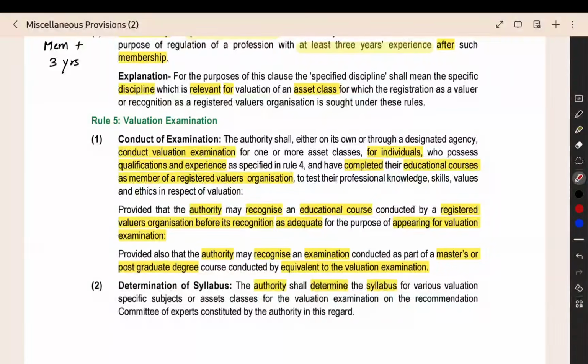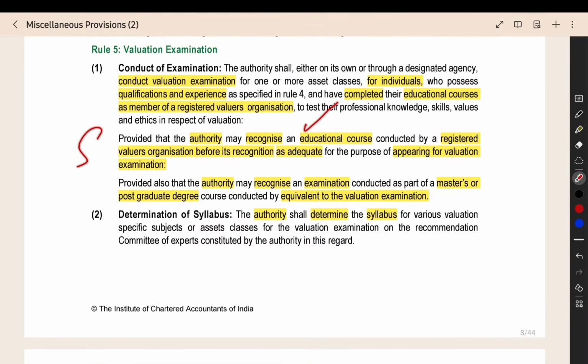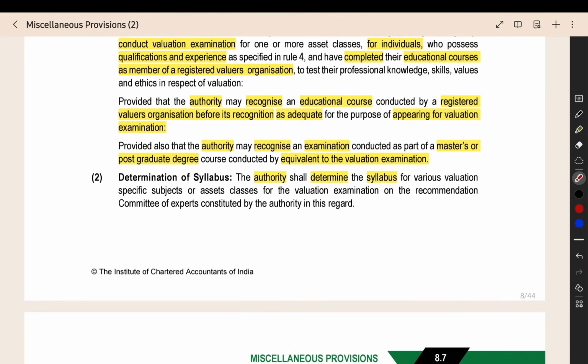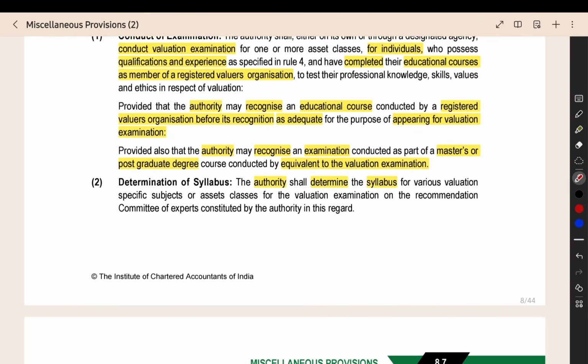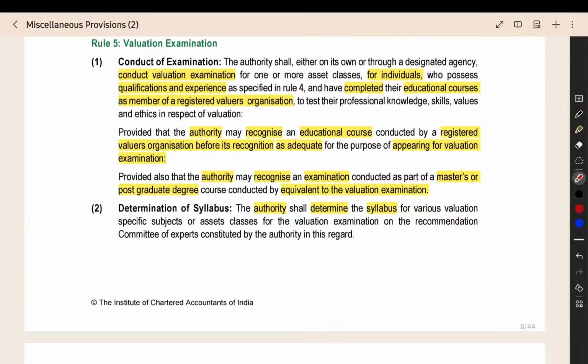So this is the basic qualification. Then we have to do the educational course, and then the valuation examination. The valuation examination will be conducted by the authority. The authority can conduct it on its own, or through a designated agency. For whom will it conduct the examination? For the individuals who have the basic qualification and have completed the educational course, as I told you. Now, for the educational course, there are 2 points that you can read by yourself. You have to complete the educational course from a registered valuer organization. After that you can attend the valuation exam. Before that you should have the basic qualification also. That is what they are trying to tell here.